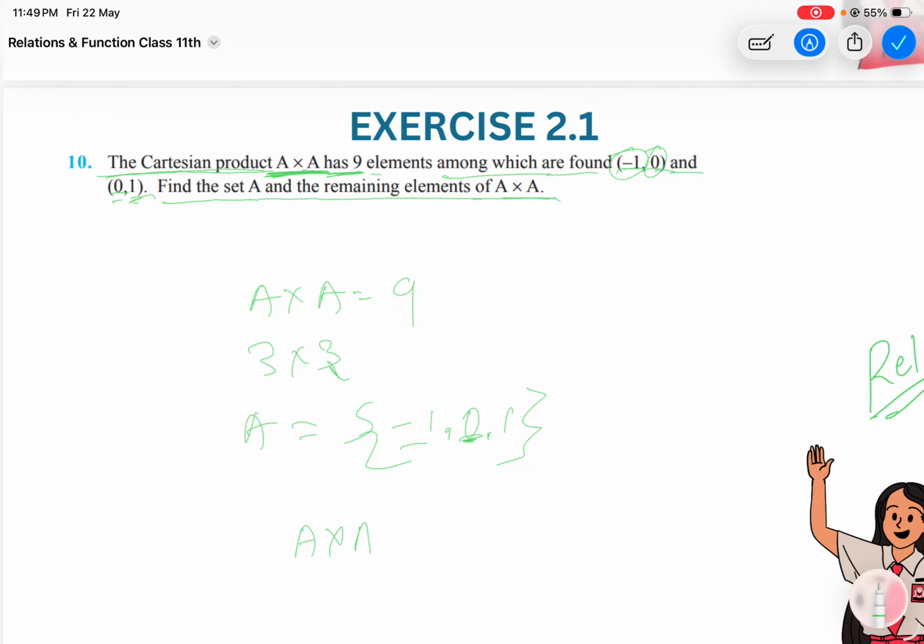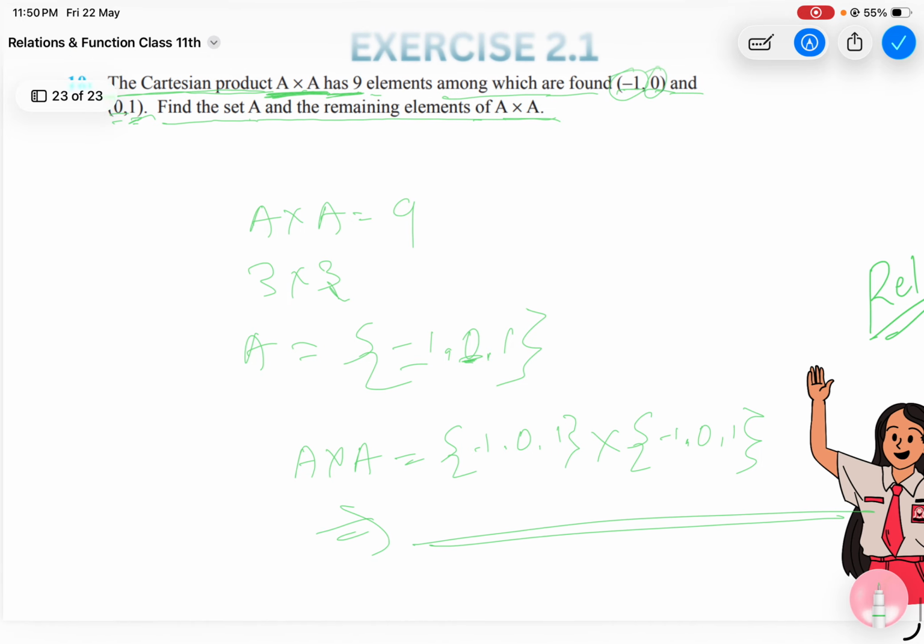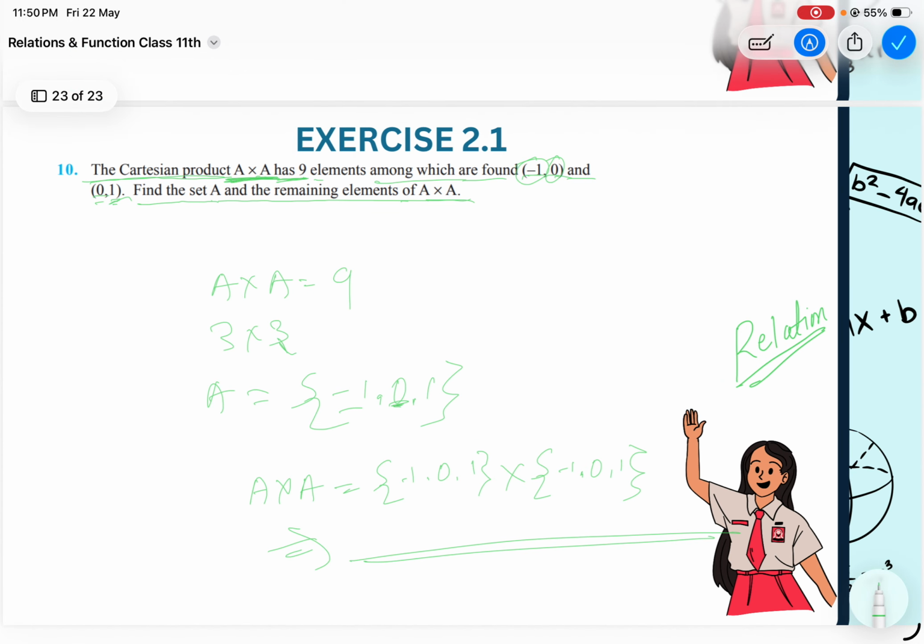Okay, the remaining elements of A into A. So just do A into A. It means {minus 1, 0, 1} into {minus 1, 0, 1}, and you will get all the 9 other elements. Okay, so that's it.